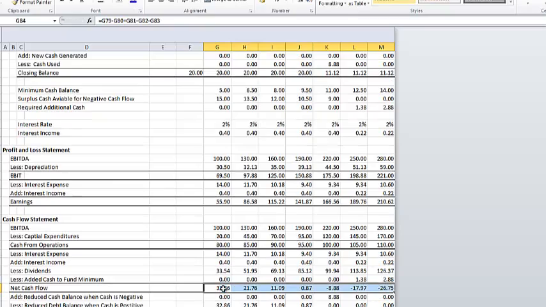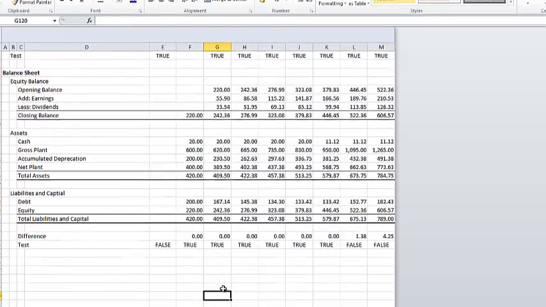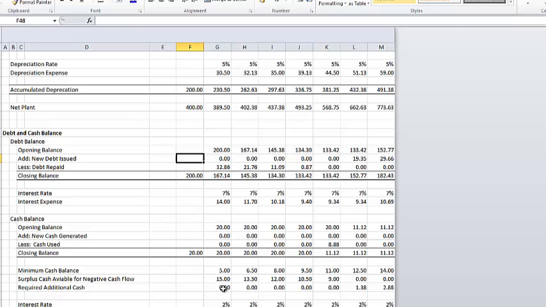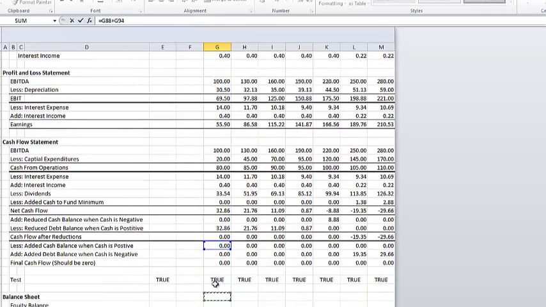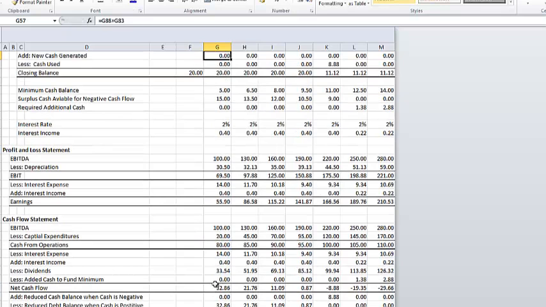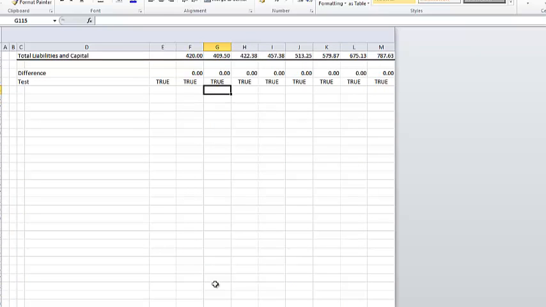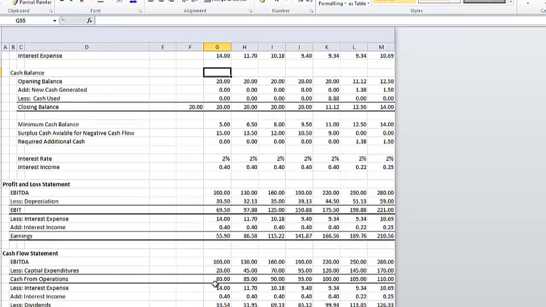Now our balance sheet won't balance, I hope, because we have to do something with that cash. What we needed to do is also, when it says add new cash generated, we have to also include the additional amount that we just added here, and whew, it all balances.